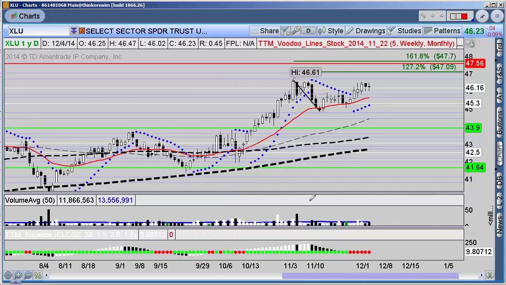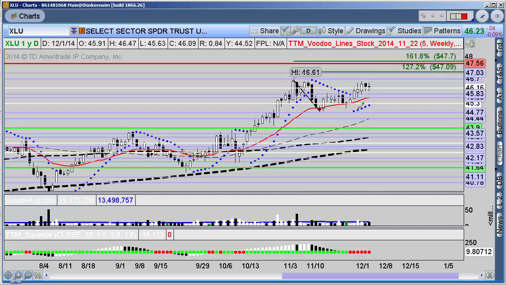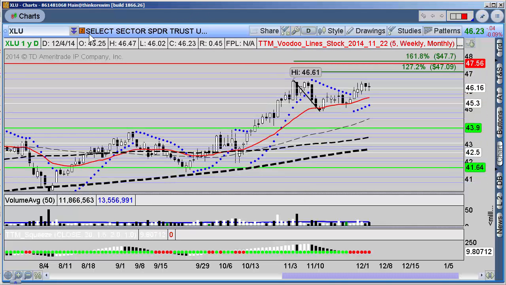couple ideas on how you can trade not just an ETF, but then also the tickers that comprise a given ETF. So what we're looking at tonight is XLU, the Spider Utilities ETF.